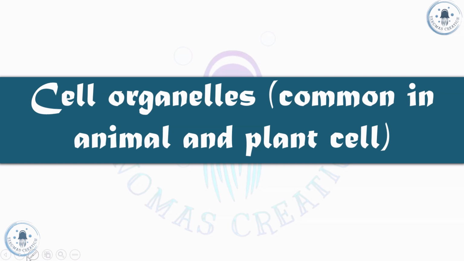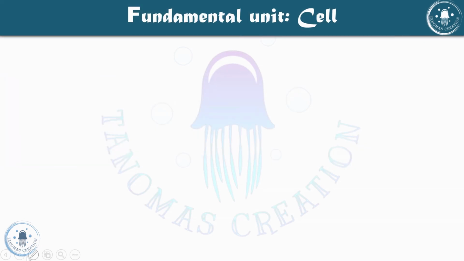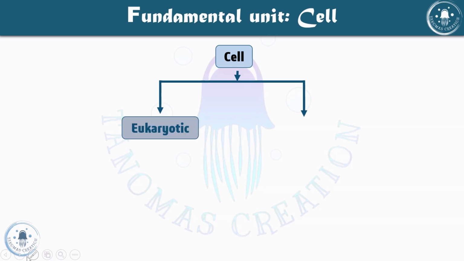Today we are going to explore cell organelles that are common in plant and animal cells. Okay, so let's start. As we all know, the cell is the basic structural and functional unit of life. Let us have a brief introduction. The cell is always present, we know, in eukaryotes and prokaryotes. Without the cell, it cannot make a body.